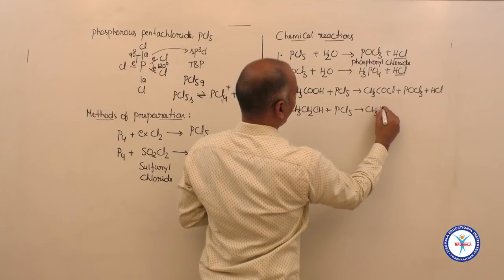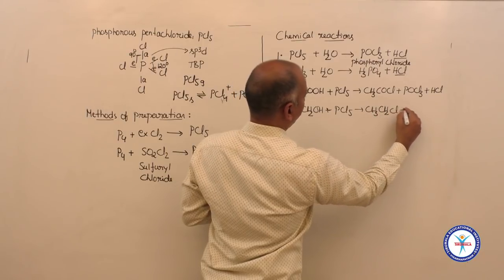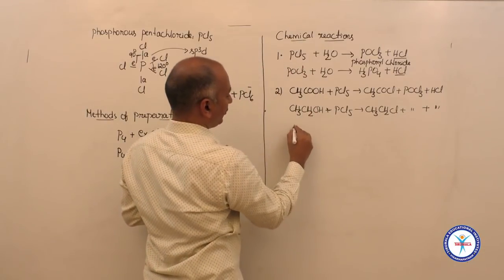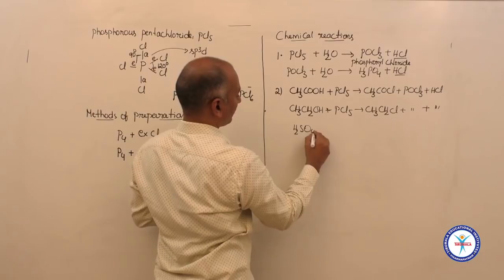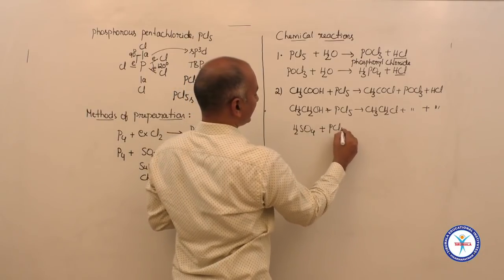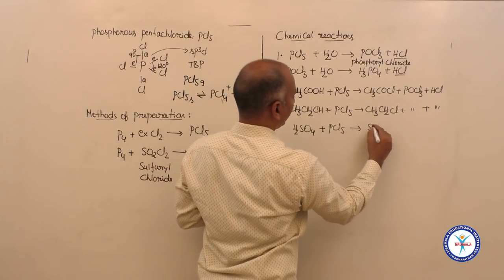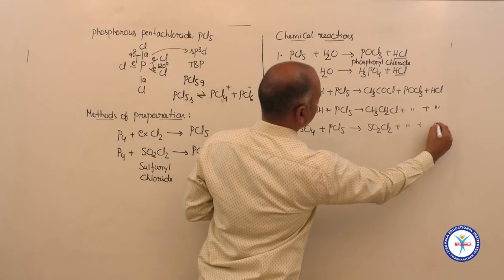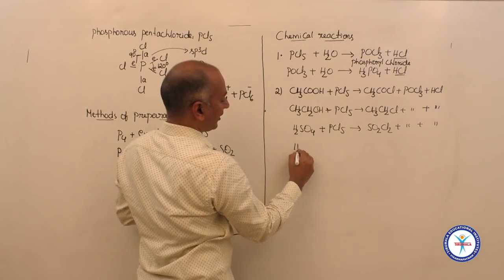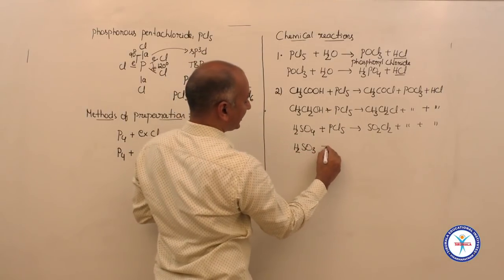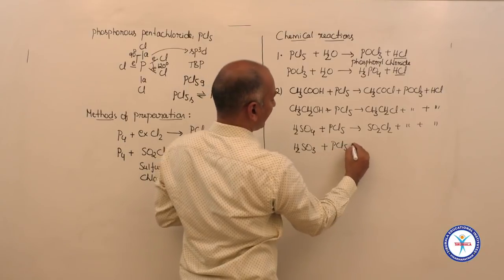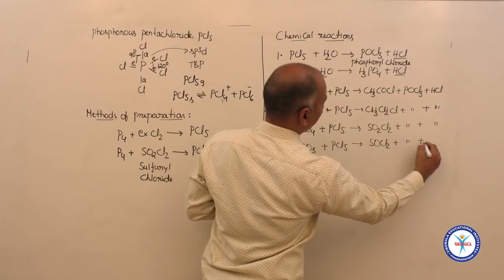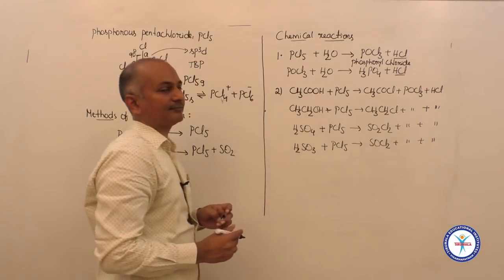You will get ethyl chloride plus POCl3 plus HCl. You can take H2SO4, two OH groups are there in this. Both are replaced by chlorines. So SO2Cl2 plus POCl3 plus HCl. Sulfuryl chloride. Similarly, you take H2SO3, you treat it with PCl5, you will get thionyl chloride plus POCl3 plus HCl.